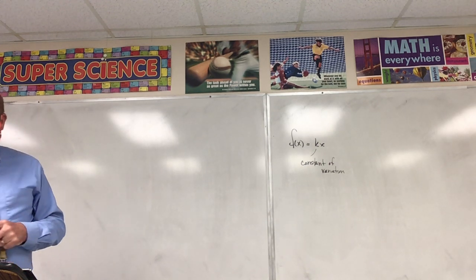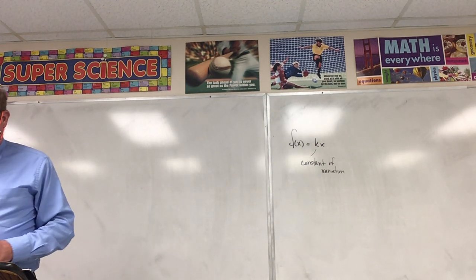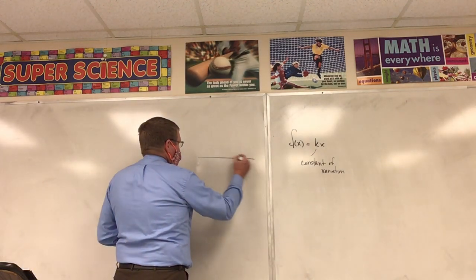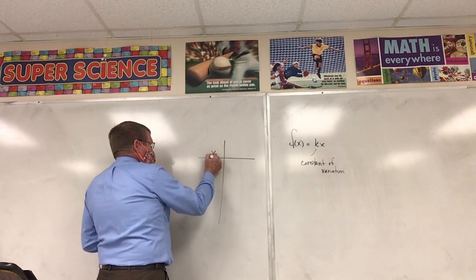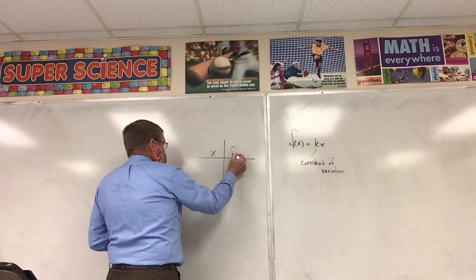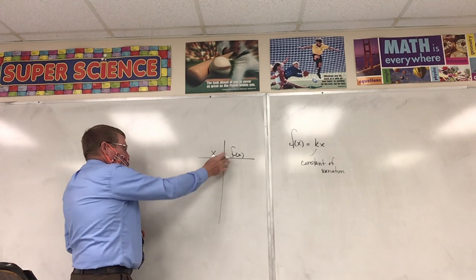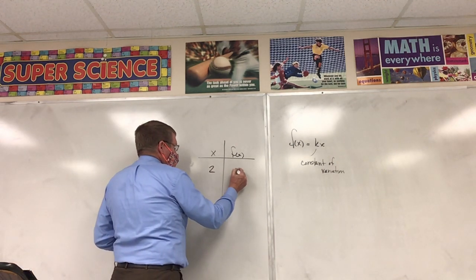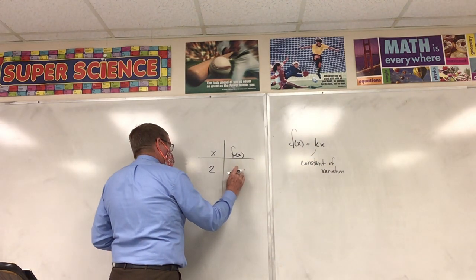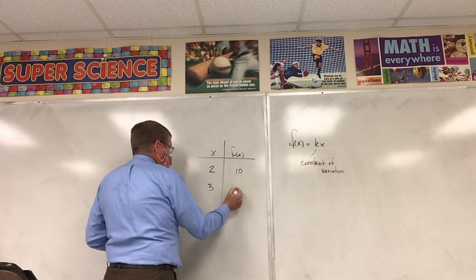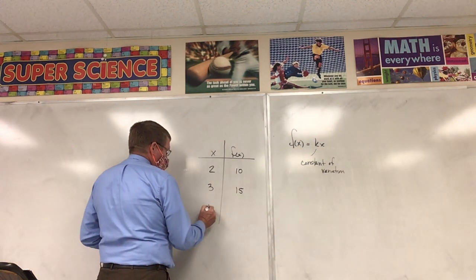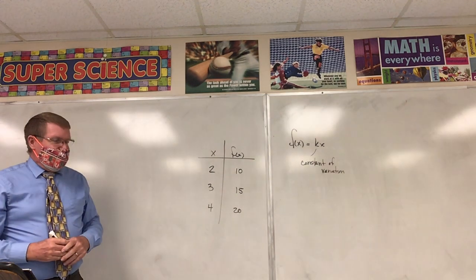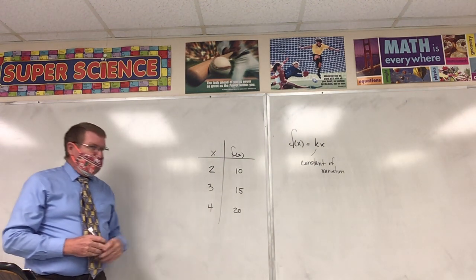So this is what every direct variation function rule looks like: y equals kx. Take, for instance, we have x and an f of x, my input and my output. When I put 2 in, I get 10. When I put 3 in, I get 15. When I put 4 in, I get 20.